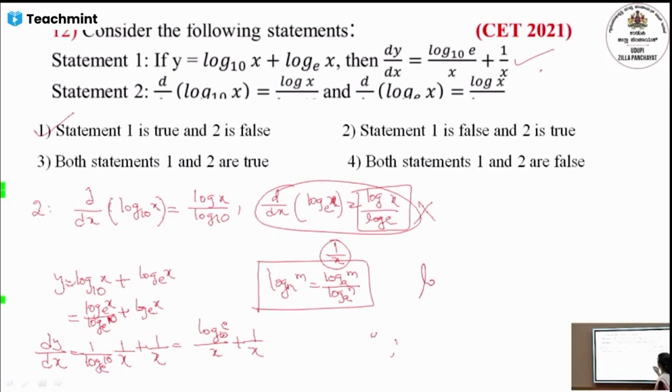Log of a to the base b is 1 by log b to the base a. So 1 by log 10 to the base e will become log e to the base 10. So what you have is the first option is correct.